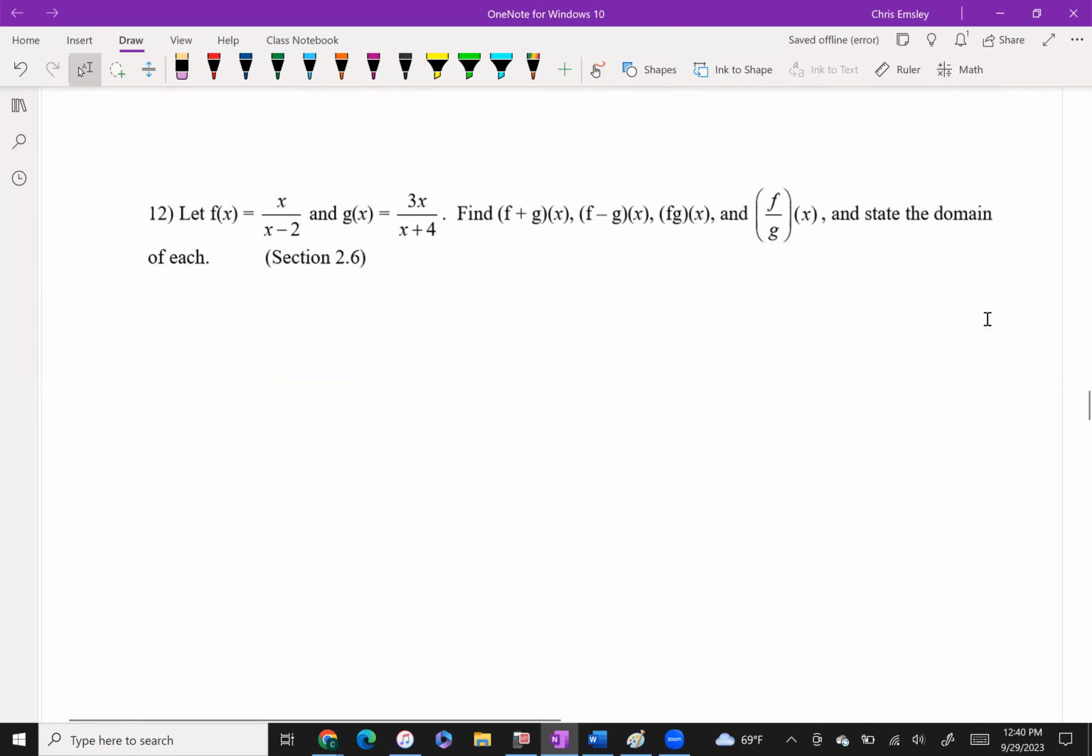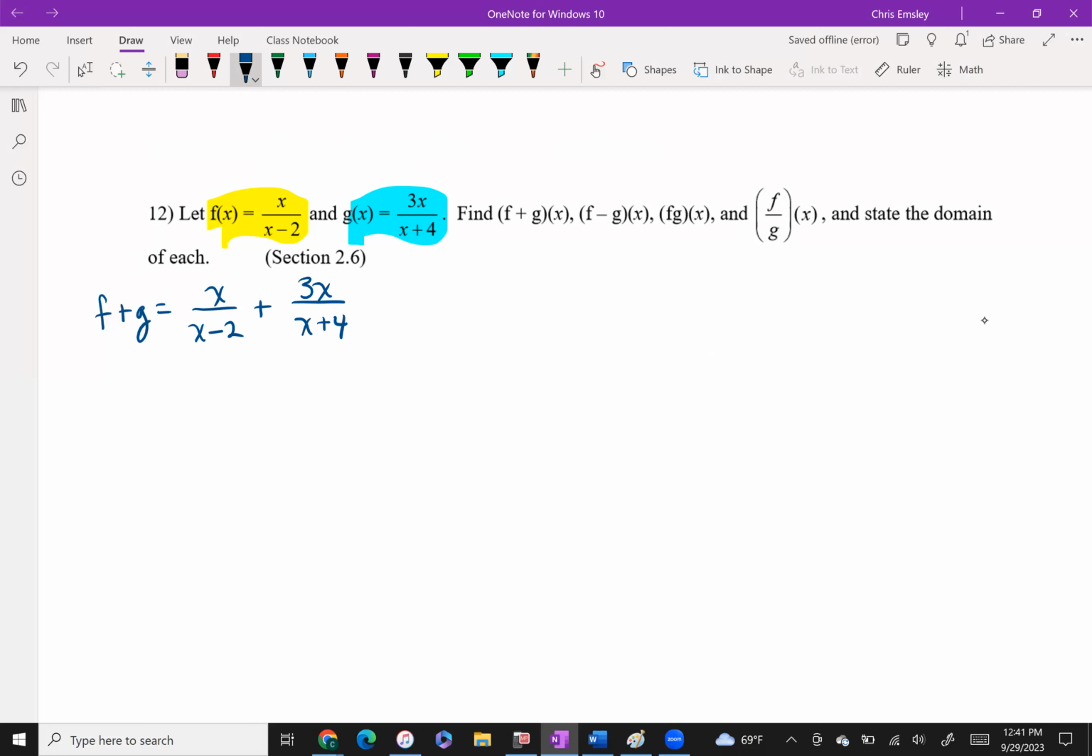Next one, we're going to look at some operations on functions. So we have two functions up here at the top. There's f of x and there's g of x. We're going to add them, subtract them, multiply them, and divide them, and look at the domain of each one. So let's start off with addition. F plus g. We write the function f plus the function g.